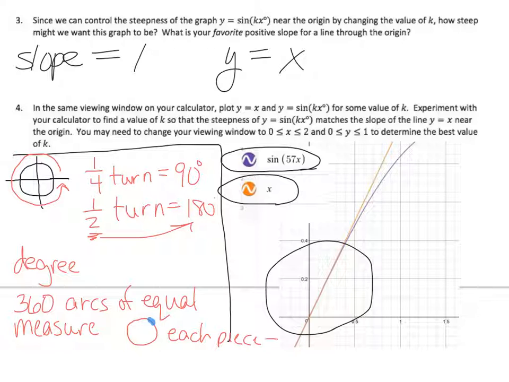Each piece, or each arc, is 1 degree. So a turn is 360 arcs, or 360 degrees. Cool.